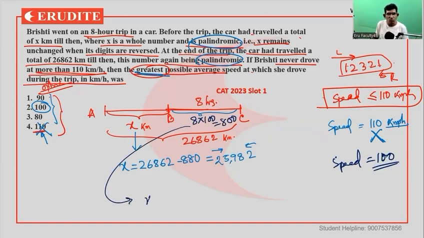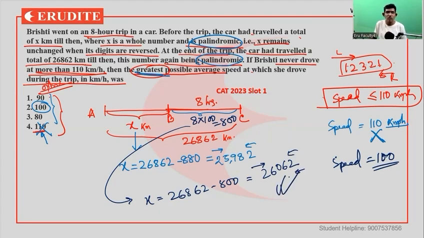So in that case, what is the value of x? 26862 minus 800, which is equal to 26062. Now this one is a palindrome. 26062, 26062. This is a palindrome. So this satisfies my condition or the question. So I can safely say that my highest average speed can be 100 kmph. So that's all. That's my answer.